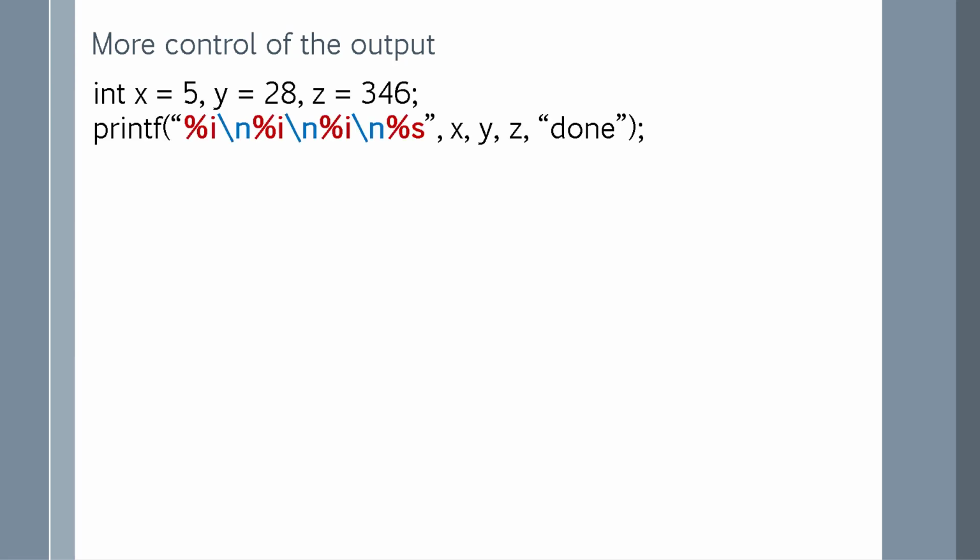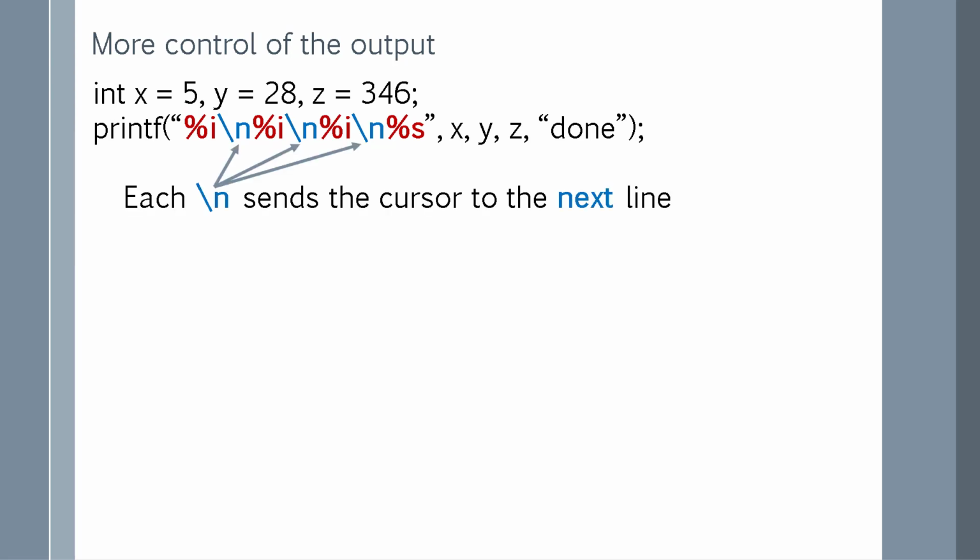The last thing you need to know to control output at this point is how to make the display go to the next line on the screen. So what's new in this example? That \n is called the new line character, and it does just what its name implies. It makes the cursor go to the start of the next line on the screen. Here's the resulting output.